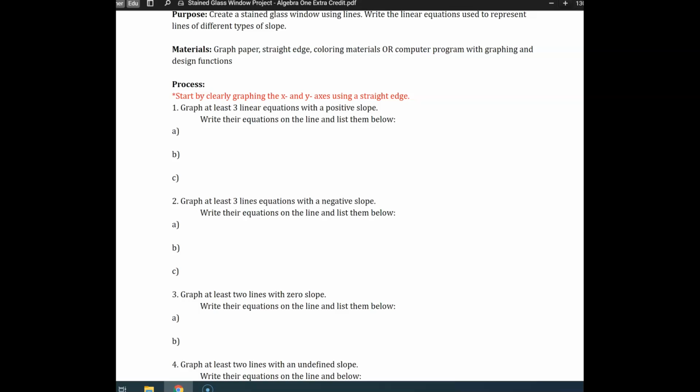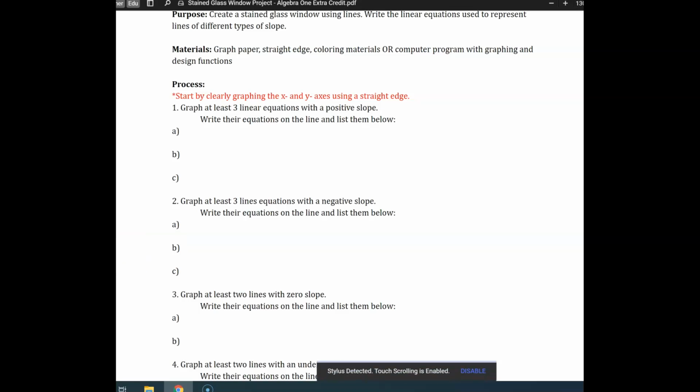What you want to start with is clearly graphing the X and Y axis using your straight edge. You should already have that figured out for you on your graph paper that I have printed for you. But if you end up using your own graph paper for whatever reason, you want to make sure you've got that figured out. And then it says graph at least 3 linear equations with a positive slope. So they can be any linear equations you want as long as they have positive slope.